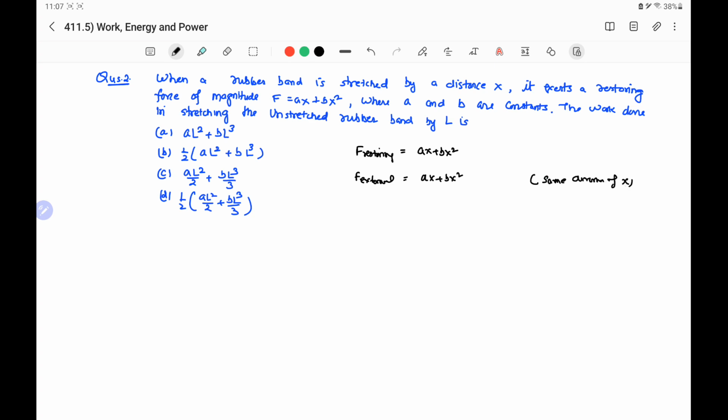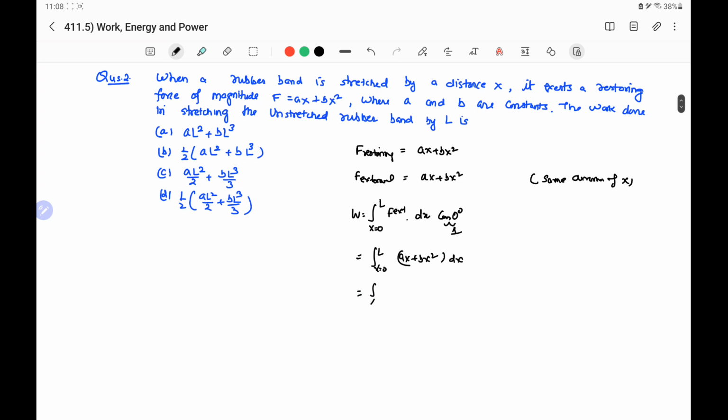As the force is a function of x, it is a variable force, so we have to use the integral and differential method. Work will be equal to the integral of F external into elementary displacement dx, and the cos of the angle between them is cos 0 degree because the external force and the displacement are in the same direction. Initially it is unstretched, so extension is 0, and finally we require L. So it will be equal to, cos 0 is 1. Therefore, substituting the value of external force, it will be the integral from x equal to 0 to L of ax plus bx square dx. Now the integral of a sum is the sum of integrals, so we can write it as the integral from 0 to L of ax dx plus the integral from 0 to L of bx square dx.